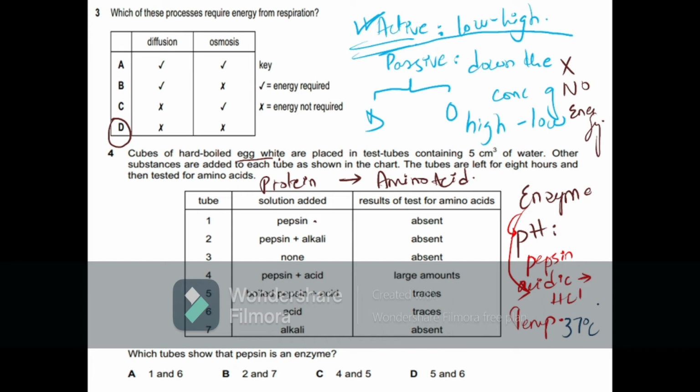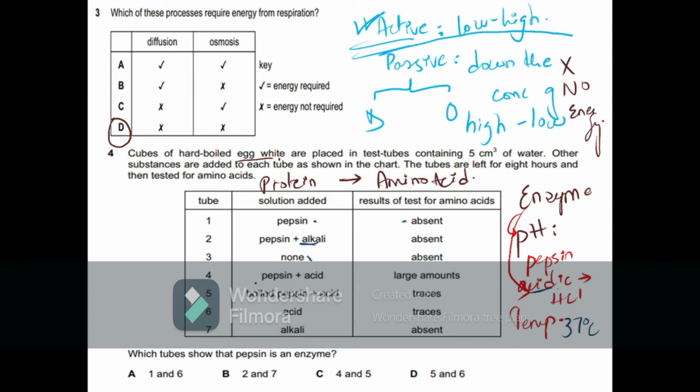So you can observe here that if you are adding pepsin only, there will be no effect, because protein is not converted into amino acid. When you are adding pepsin plus alkali, the result of the test for amino acid is also negative, because pepsin needs acidic pH for its working. When you are adding nothing, obviously there will be no result. But when you are adding pepsin plus acid, yes, a large amount of amino acid will be observed.